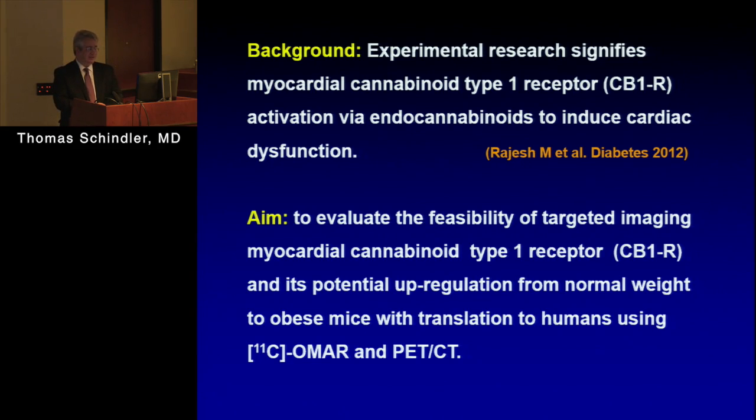And then there was one experimental research study from the NIH that showed that in mice with diabetes, obese diabetic mice, you indeed had an increase in CB1 receptors. And when these receptors were stimulated by endocannabinoids, the ejection fraction went down, so they developed heart failure. So that was the first study to show that CB1 stimulation may cause heart failure, at least in mice.